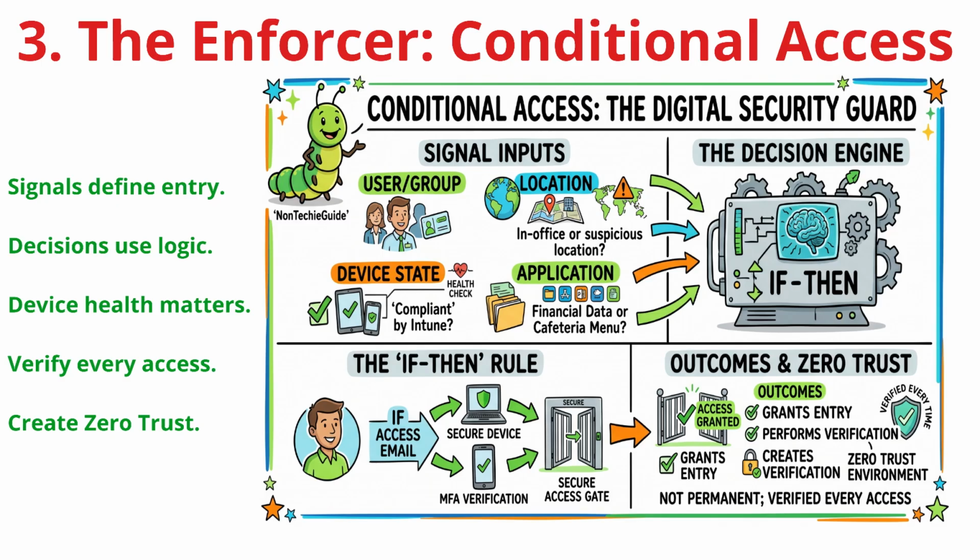The guard processes all this through a digital decision engine using simple if-then rules. For instance, if a user tries to access email, then they must use a secure, compliant device and pass a multi-factor authentication, or MFA, check to open the secure access gate. By evaluating every single request this way, conditional access creates a zero-trust environment. Access is never permanent. It is granted and verified every single time.